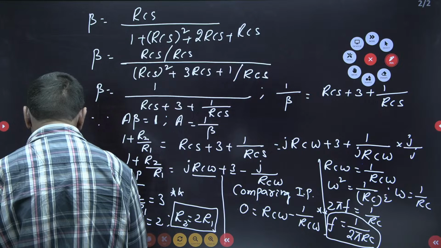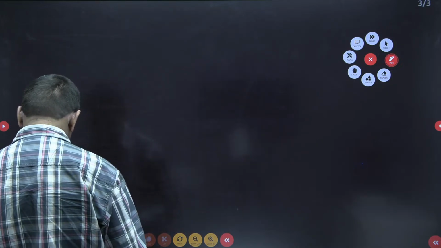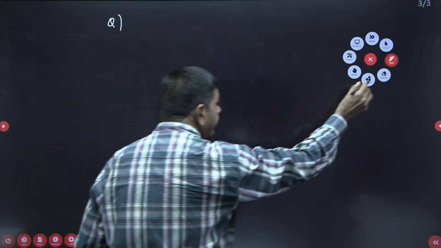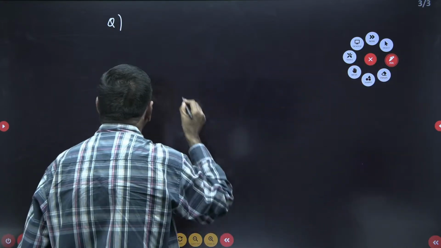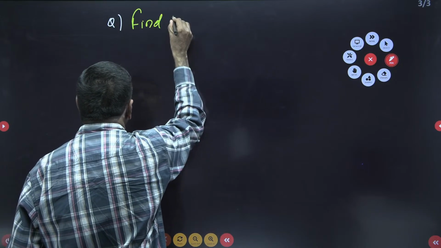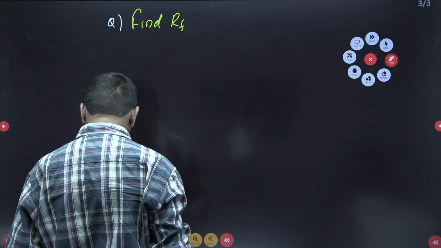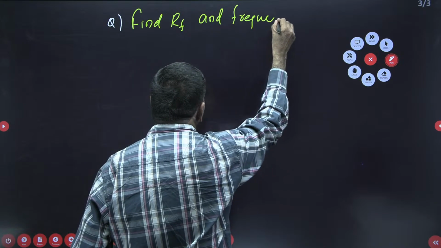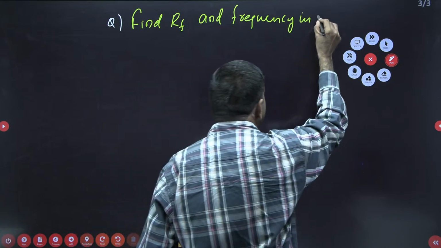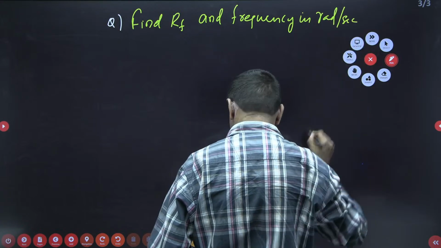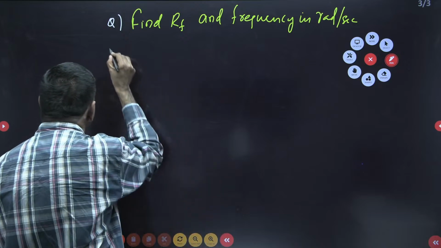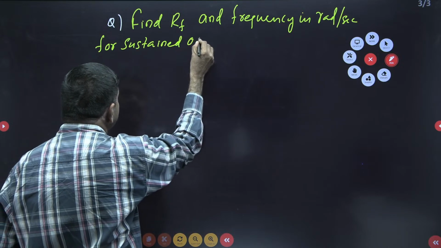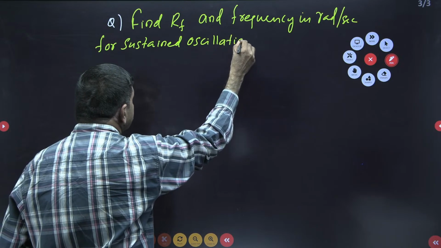In the IES engineering service paper, one question is asked. Find R2, find RF, it is asking, and the frequency in radians per second, for sustained oscillations.